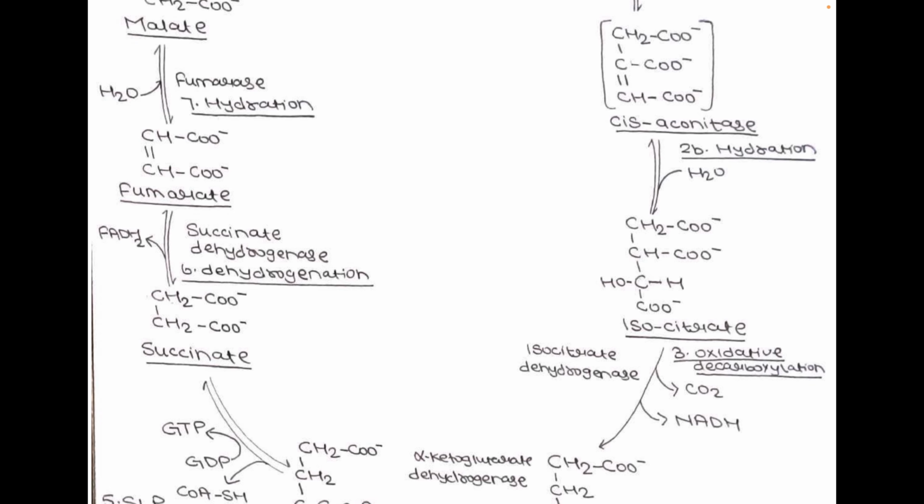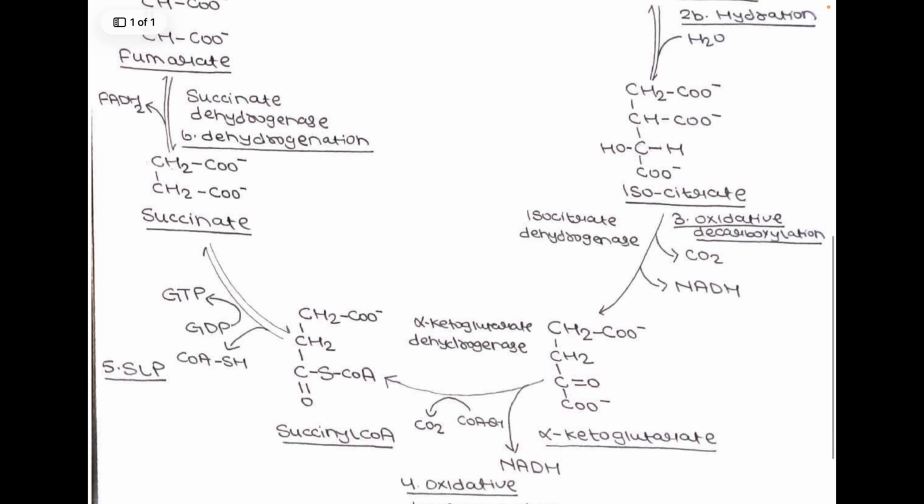Compare it to citrate. Same atoms, same formula. It is just an isomer, hence isocitrate. But now the OH sits on the carbon that also carries a hydrogen. It is a secondary alcohol, and that can be oxidized. Problem solved. Step 3, oxidative decarboxylation.